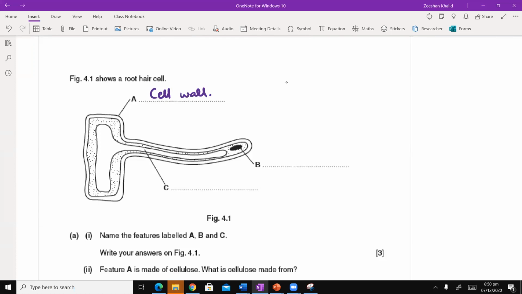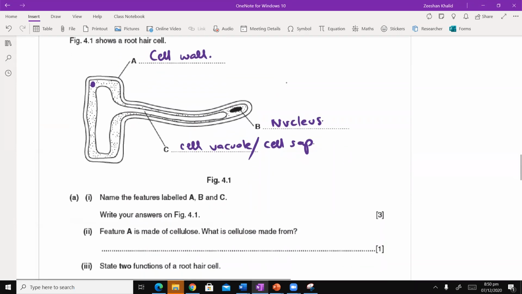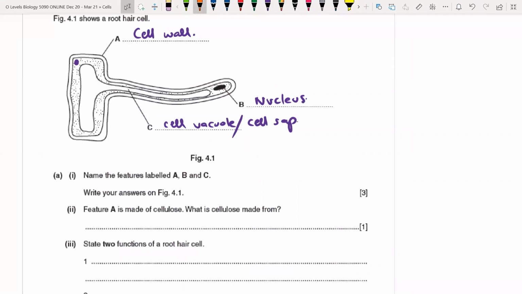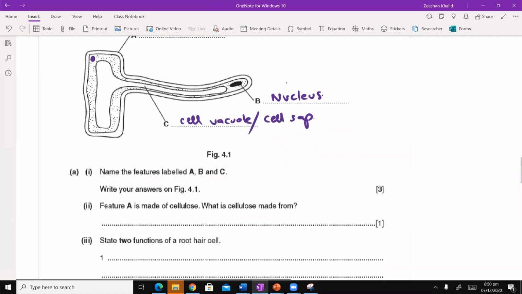What about B? Usually the nucleus is supposed to be somewhere here, but there are cases where it can be here also in the root hair. So yes, that's the nucleus. And then what about C? Root hair? That's the cell vacuole, you can also say. Cell sap is also going to be acceptable. Because you can clearly see that it's extending in the root hair also. That's usually very unlikely, but that's how they've shown that in this particular question. Okay. All right. So write your answers on figure 4.1.